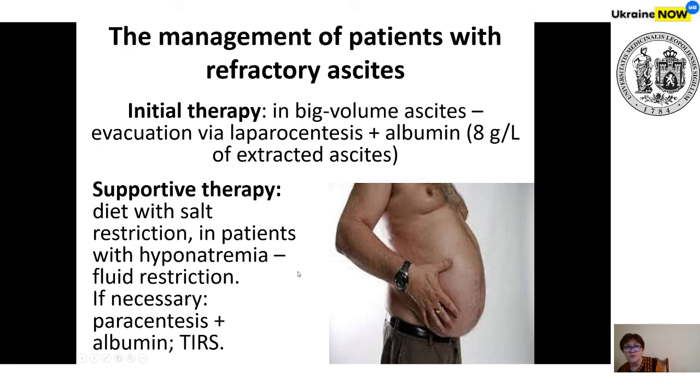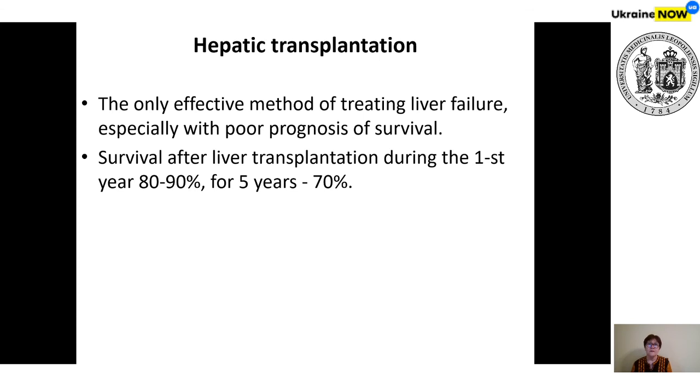The management of patients with refractory ascites includes, in big volume ascites, evacuation via laparocentesis and albumin infusion. Supportive therapy can include diet with salt restriction in patients with hyponatremia, fluid restriction. Only hepatic transplantation can save the patient with severe hepatic failure. It's the only effective method.